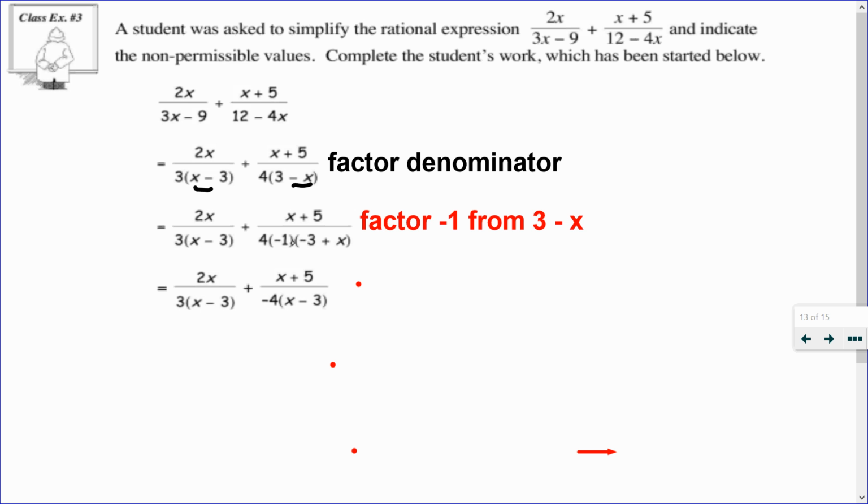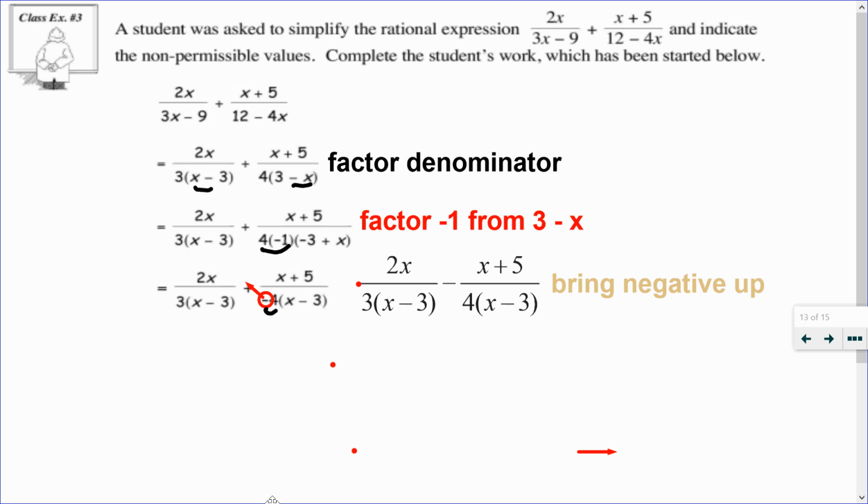So I'm going to keep my first fraction the same because x minus 3 is great. But I'm going to factor out a negative 1 from here. So 3 divided by negative 1 is negative 3. Negative x divided by negative 1 is positive x. And just flipping it around, it becomes x minus 3. So factoring out the negative 1, 4 times negative 1 is negative 4. Now, because I have a negative, remember it always goes up to the numerator. I bring it up. So instead of adding a negative, I am just subtracting. Subtracting is the same as adding a negative number. So bring the negative up, and now I'm subtracting.